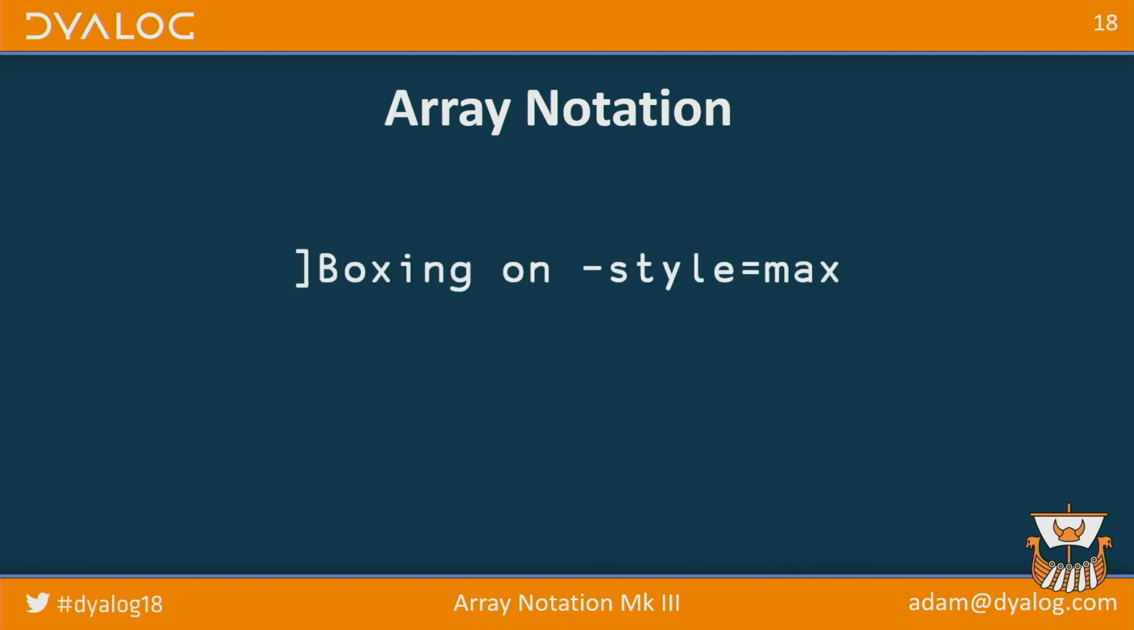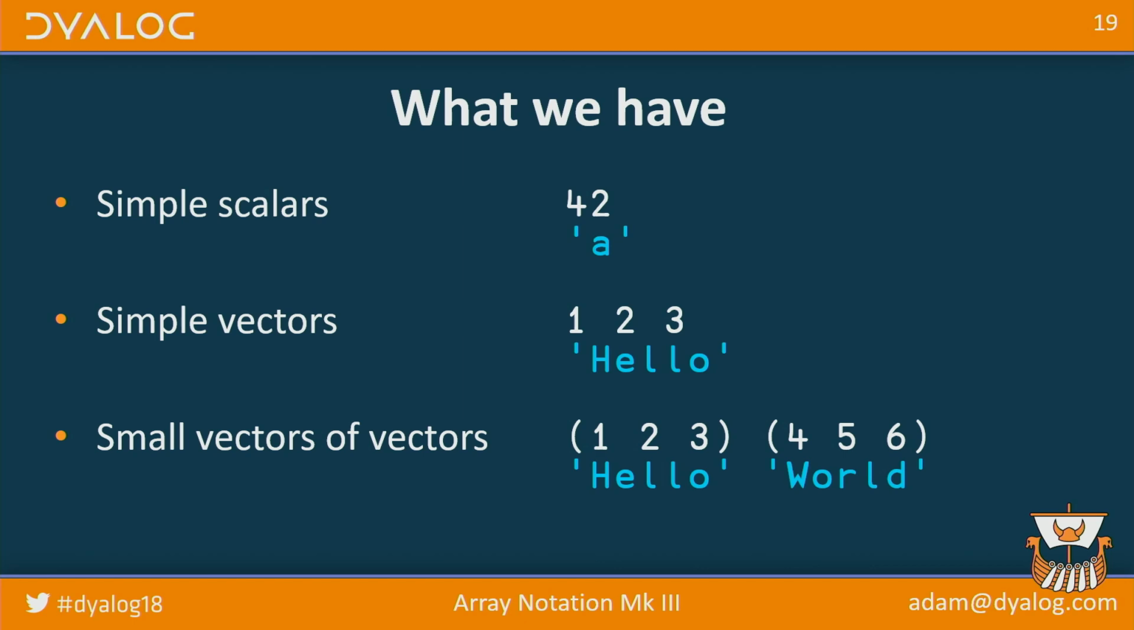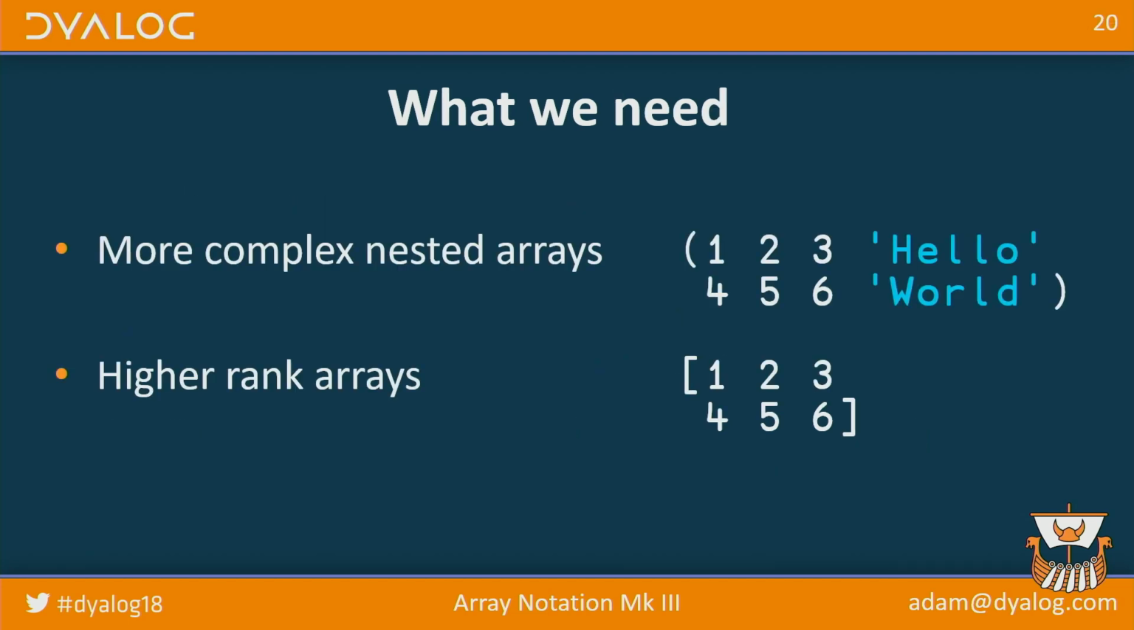In order to be able to see what we're doing, I'll turn boxing on. So we have scalars, we have vectors of vectors. We don't have more complex nested arrays and higher rank, and here are some examples of how that could look in the notation.